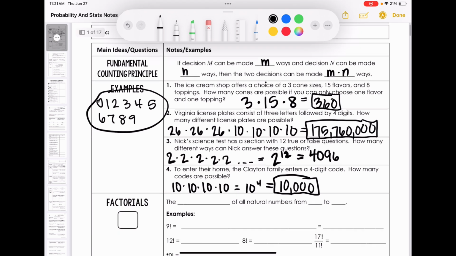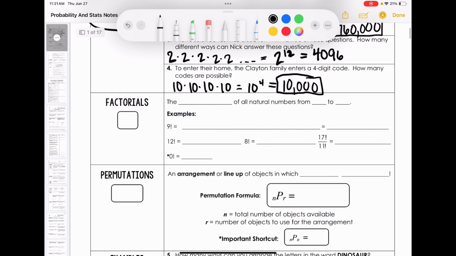All right, the next thing we're going to talk about is factorial. So a factorial is a number with an exclamation point after it. And it's the product of all natural numbers from n to 1. Natural numbers being non-negative, non-decimal, just your basic whole numbers. But we can't say whole numbers because then we would have to include 0, and we can't include 0. So that's why we say natural numbers.